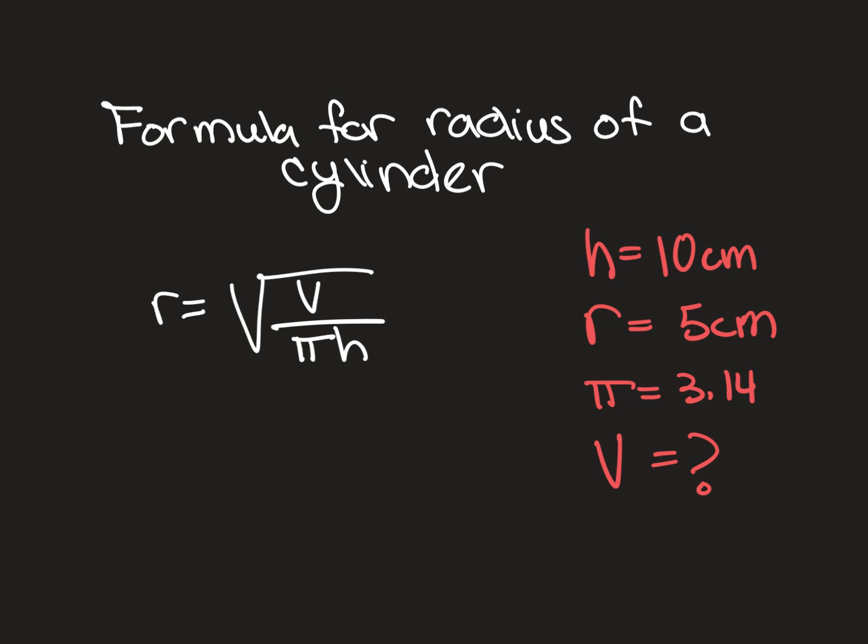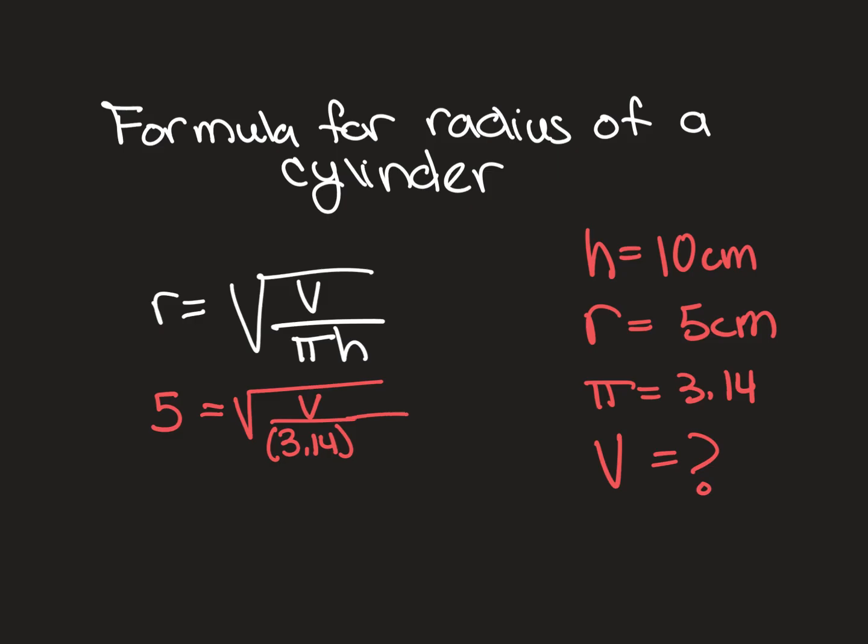In this equation, we are just going to work some formulas that have radical symbols embedded in them. Here we have the formula to find the radius of a cylinder, and we have been given certain information. We've been given the height, we've been given the radius, we know pi is 3.14, but we're trying to solve for the volume. So what we're going to do is plug in everything we know, and then we're going to undo the problem.